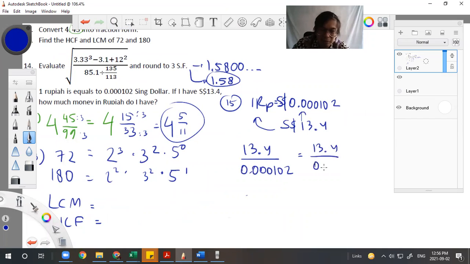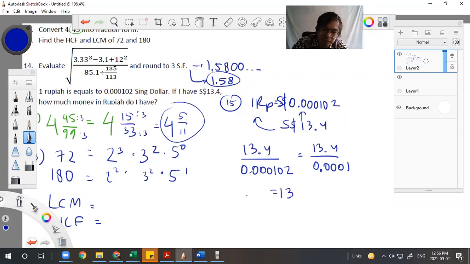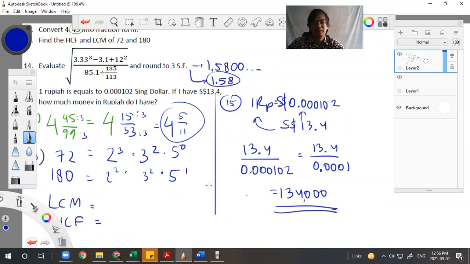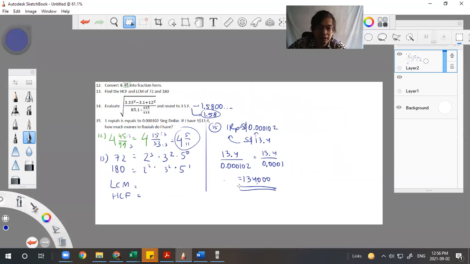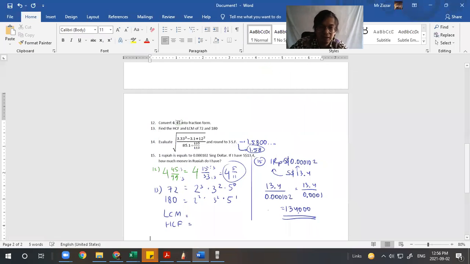You may use your calculator, and also you may use your estimation. 13.4 over 0.0001. That's the best guess, because for 102, just throw away the 02. Ignore the 02. So use your calculator, divide by 0.0001. Oh, 134,000 rupiah. Okay, that's how you do number 15. Done. Okay, I will send you the numbers, plus parts of the numbers.